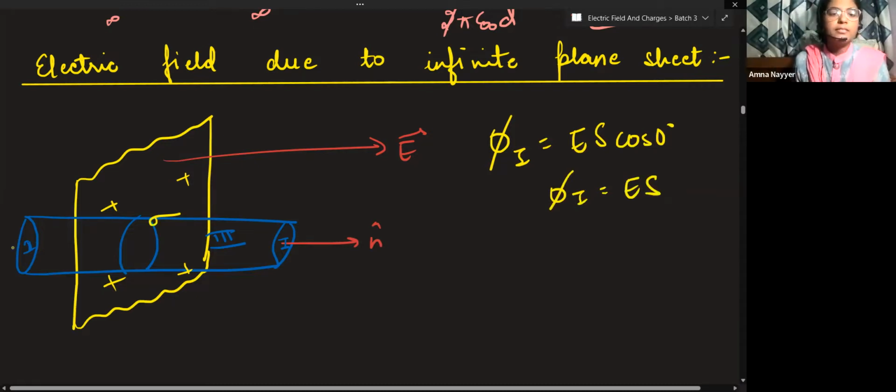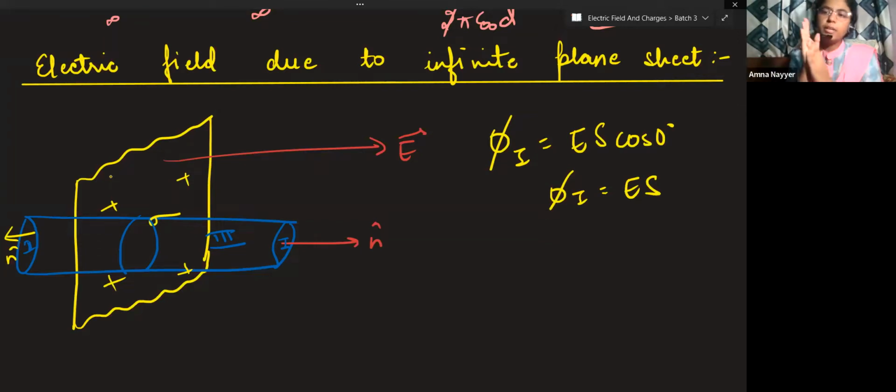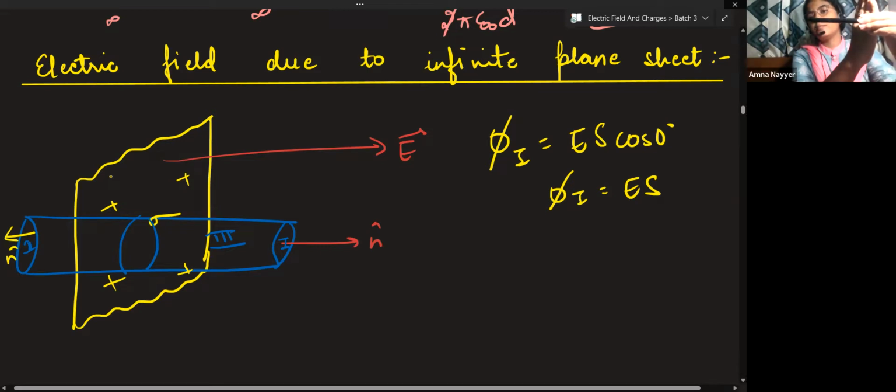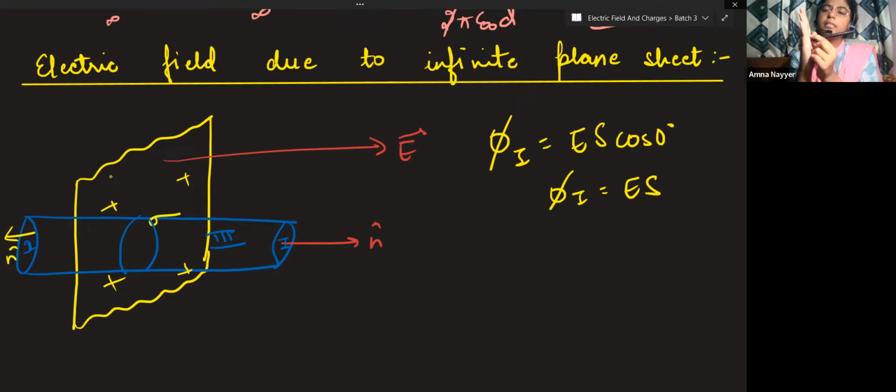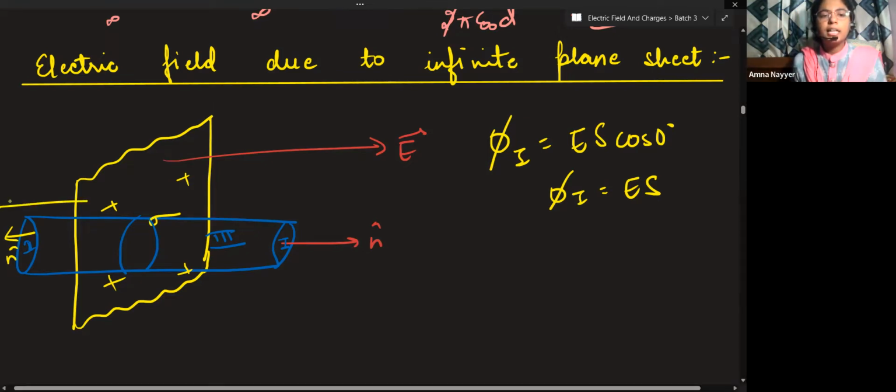Flux due to the second surface. It will be in this manner, left hand side, electric field and area vector. See, it's a plane sheet. Positive charges will be here and positive charges will be here. So for the first surface, we considered the electric field in this manner. For the second surface, this surface, the electric field will be in this manner. So again, electric field and area vector both are making an angle of 0 degree. So flux due to the second surface will also be ES.